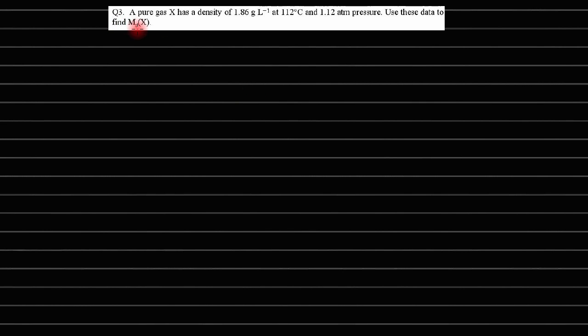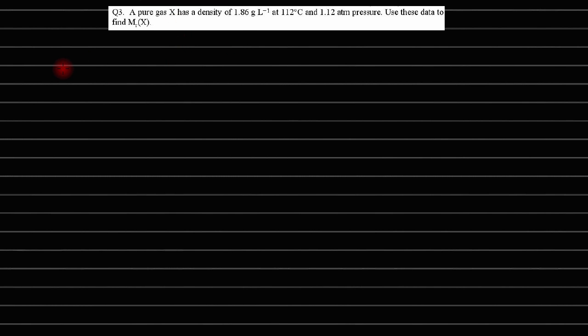So here then in question 3, we're told a pure gas X has a density of 1.86 grams per litre at a temperature of 112 degrees Celsius and 1.12 atmospheric pressure. You use these data to find Mr, the molar mass then of X.